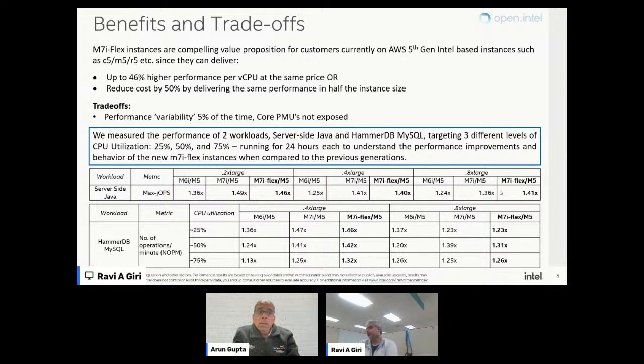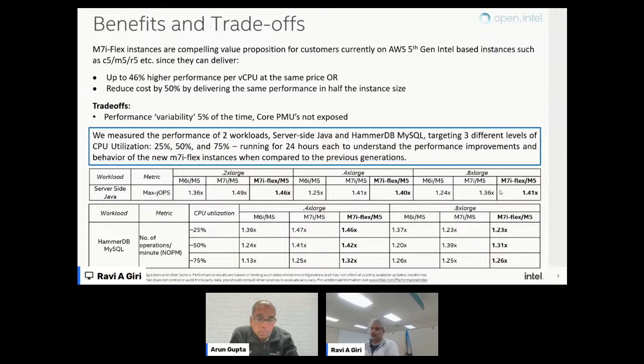Right. And the second one is HammerDB MySQL, and we're just running it at different loads to ensure that CPU utilization is varying, and it's approximate because it does vary a little bit because we are tuning. We are not trying to just pin to a few cores, although we can do that too, but we're trying to vary the load so that utilization changes. And what you see here is a similar view where you get pretty much all of the benefits of going to an M7i, without having to necessarily pay the entire premium, with the caveat or trade-off of having that performance variability 5% of the time, right?